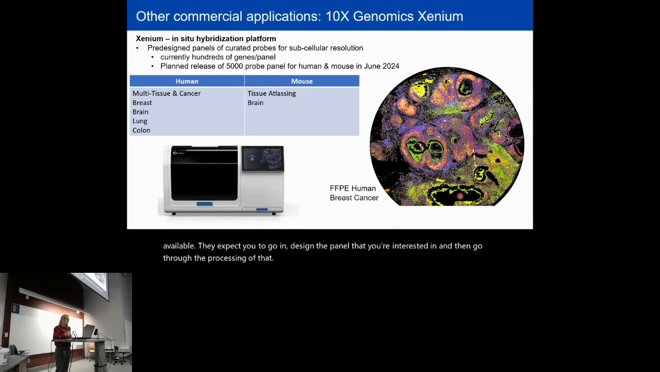Xenium was covered in detail, so I'm really not going to go through that, other than to say that they are releasing a 5,000 probe panel for both human and mouse in June. In fact, I was told by company reps yesterday that they will be accepting pre-orders within 2 weeks. I do think that they are moving from smaller scale gene panels to these larger scale panels. They also have an option to add custom probes on top of the ones in their panels, and I think for some people that can be really beneficial.